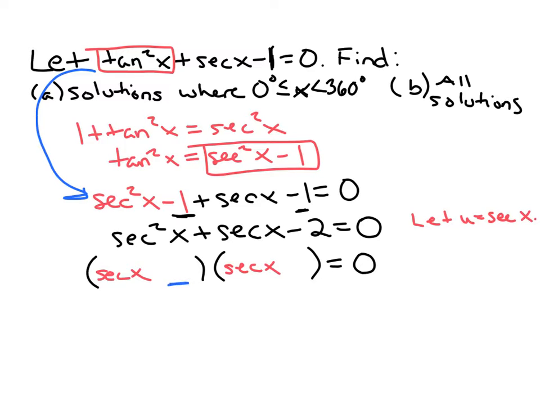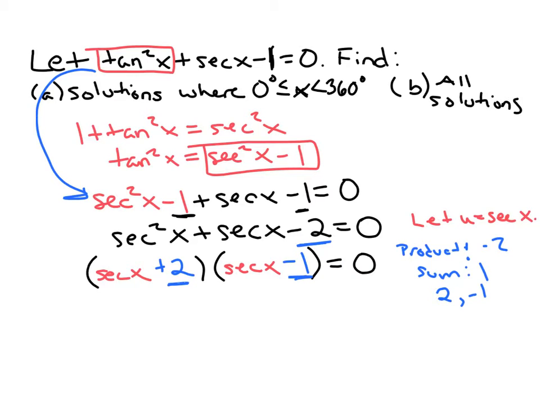As far as filling in the second position in each factor, I need two numbers whose product is negative 2 and whose sum is the middle coefficient, positive 1 in this case. Two numbers that multiply to give you negative 2 and add up to positive 1 are positive 2 and negative 1. If you multiply them, you get negative 2. If you add them, you get positive 1. So I'm going to write that here, positive 2 and negative 1.